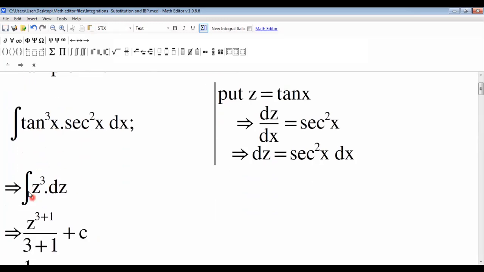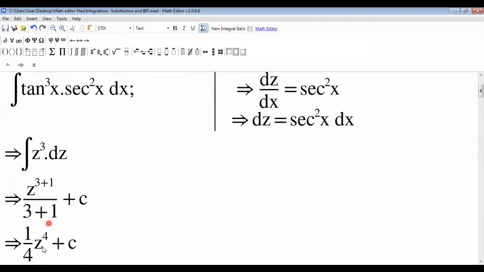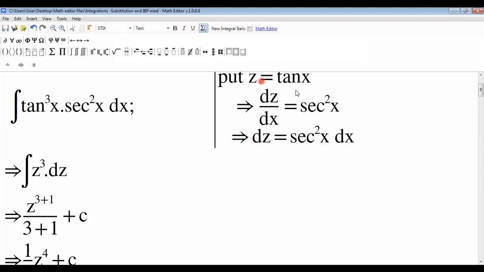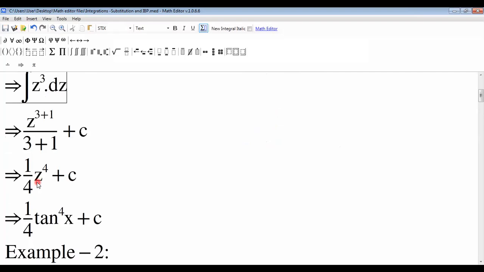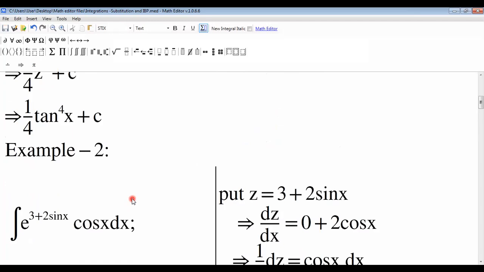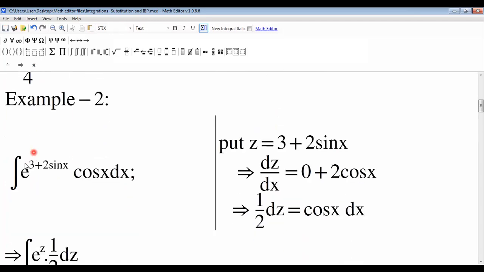Now we can easily use the power rule, the x to the power n formula. The integration of x to the power n is x to the power n plus 1 divided by n plus 1, here with respect to z. So the integration of z cube will be z to the power 3 plus 1 divided by 3 plus 1, so 1 by 4 z to the power 4. But the value of z was tan x. This is why 1 by 4 tan to the power 4 x plus c. This is the result.